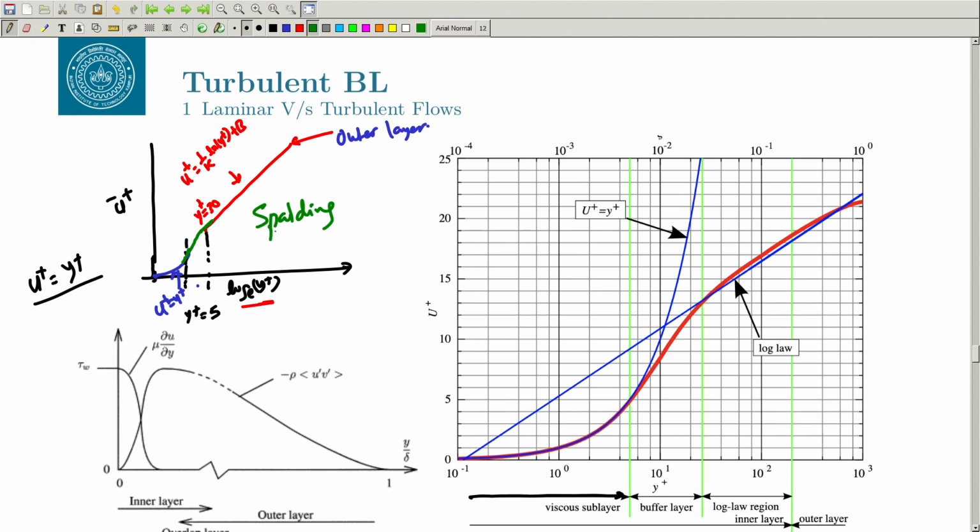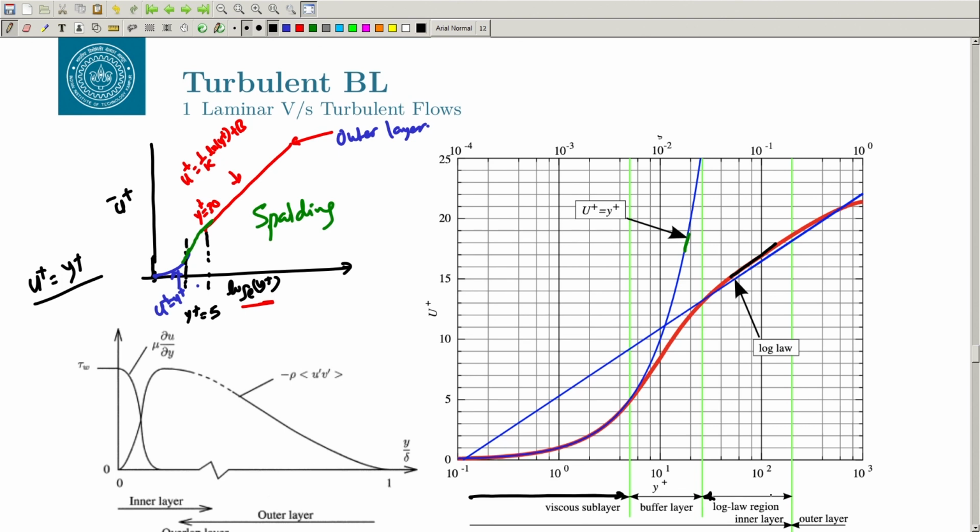Okay, you can look at the same thing here. So this is your u plus equal to y plus, and this is your log law. And this is the region. It starts at around y plus equal to 30, and in this particular case, it may be a flow in a channel or a flat plate. It goes up to a couple of hundred, but if you have an atmospheric boundary layer, it can go to a very high value.